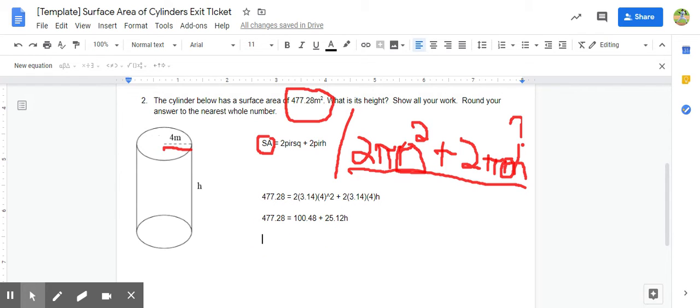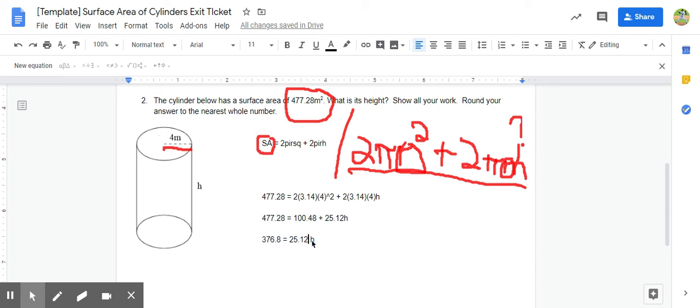So the first step is going to be to get rid of the constant. I'm going to subtract 100.48 from both sides. That'll leave me with 376.8 equals, subtract 100.48 from the left. We got to do the same thing to the right, which gets rid of that. And now on the right-hand side of this equation, we are left with 25.12h. Okay, so using the balance method, what we do to one side, we do to the other, and we're going to do the opposite operation to get it by itself. So what are we going to do to get 25.12h by itself?